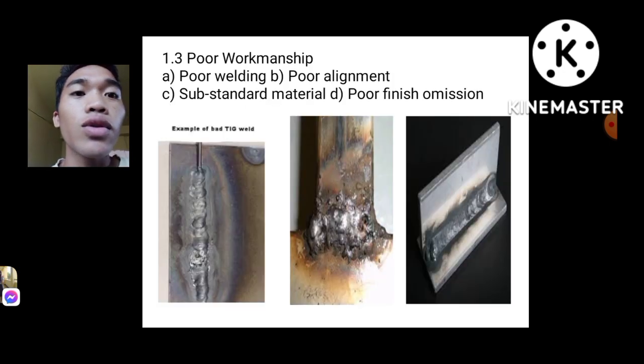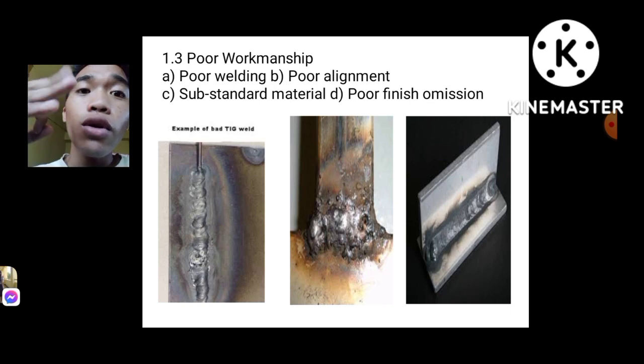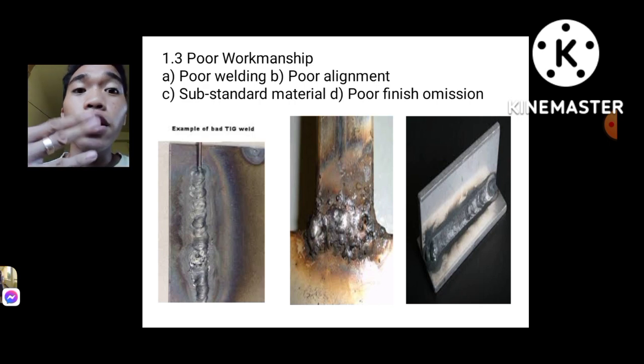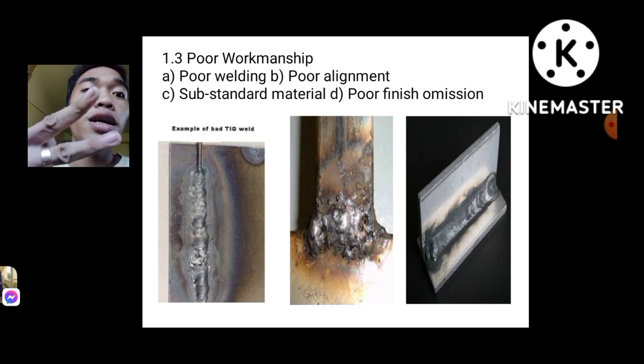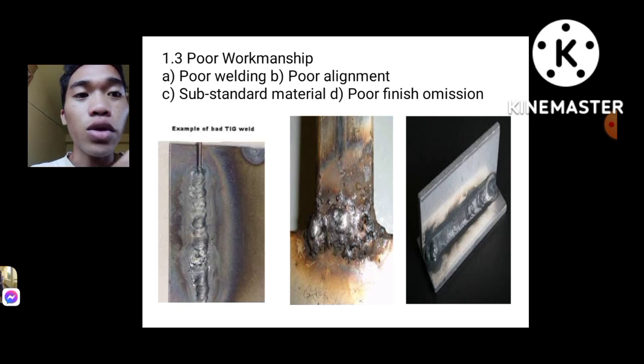So the third is poor workmanship. We have four. The first is poor welding. The second is poor alignment. The third is substandard material. And fourth is poor finish omission. So the first is poor welding. We have examples of poor welding in the pictures.